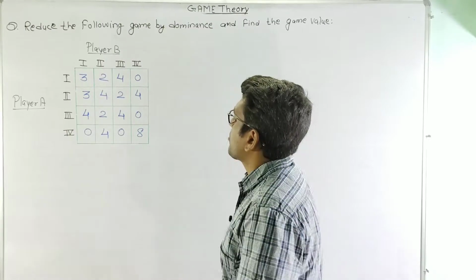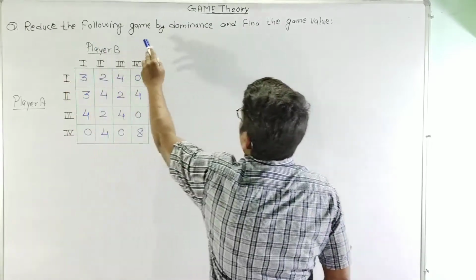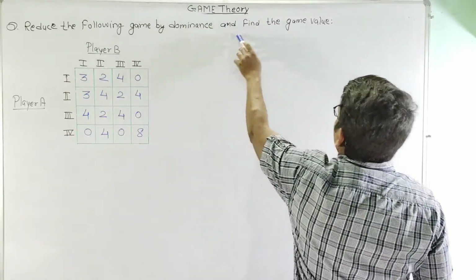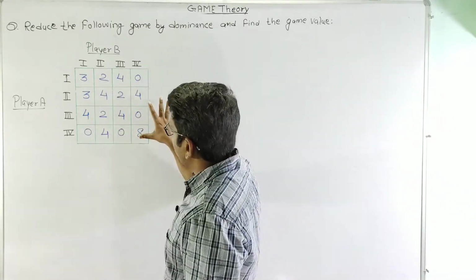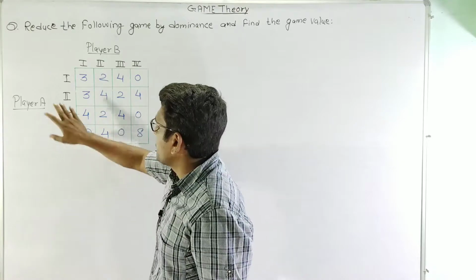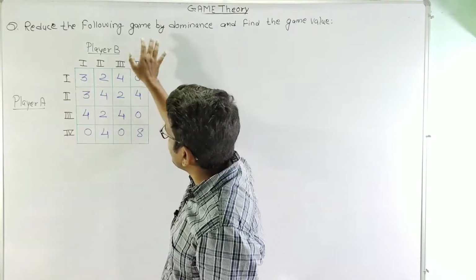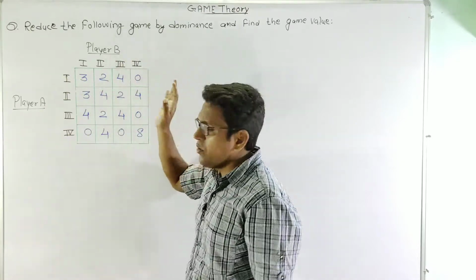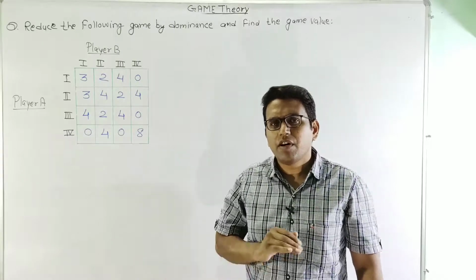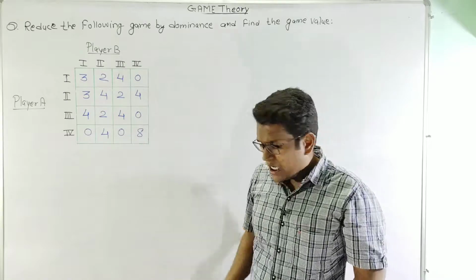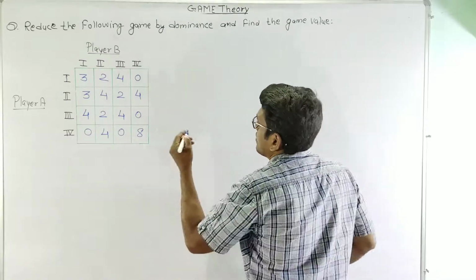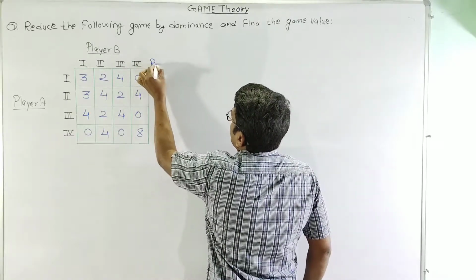And here the problem says: reduce the following game by dominance and find the game value. Here there is a payoff matrix given. Player A has 4 strategies, player B has 4 strategies. And now, as in any problem, first we will try to find out if there is a saddle point or not. Now to calculate the saddle point, we will quickly calculate the row minimum.